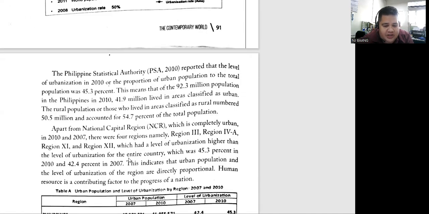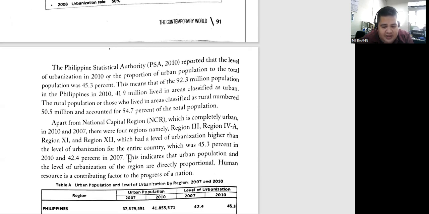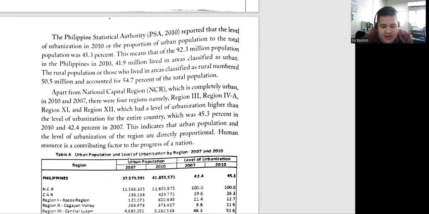Apart from the National Capital Region, or the NCR, which was completely urban in 2010 and 2007, there were four regions, namely Region 3, Region 4A, Region 11, and Region 12, which had a level of urbanization higher than the level of urbanization of the entire country, which was 45.3% in 2010 and 42.4% in 2007.